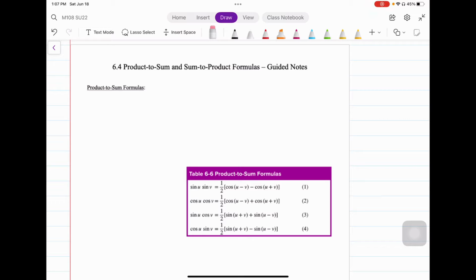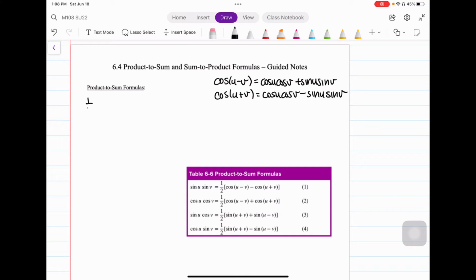I'm going to start with equation 1 that you see in the table, and I'm going to start with the right-hand side rather than the left-hand side and arrive at the left-hand side because we have already derived the sum and difference formulas for sine and cosine. I'm going to list the formulas for cosine difference and cosine sum, just so you remember what those are. The cosine of u minus v is equal to cosine u cosine v plus sine u sine v. The cosine of u plus v is equal to cosine u cosine v minus sine u sine v.